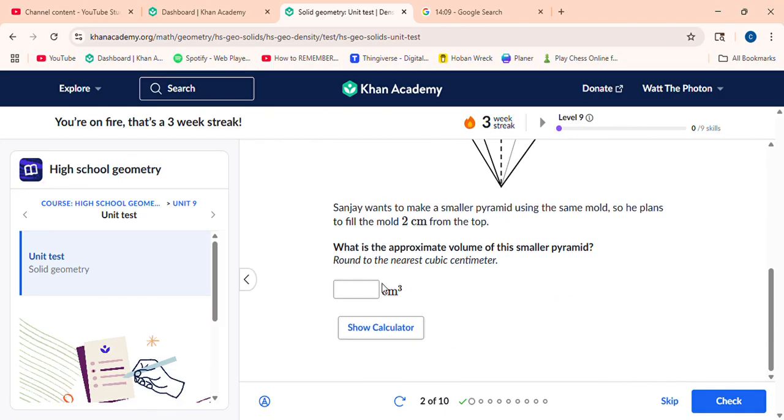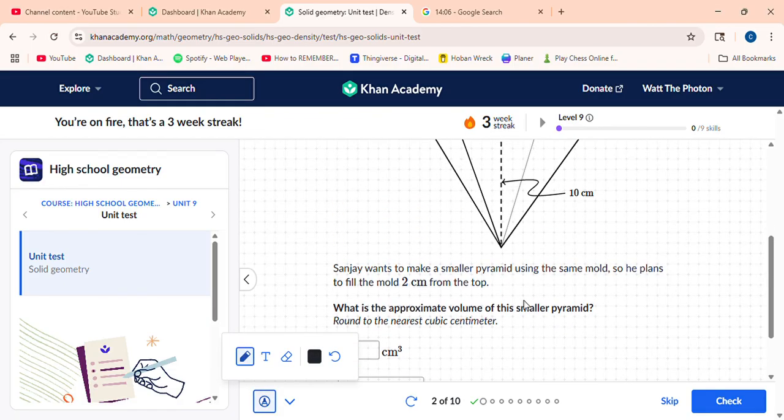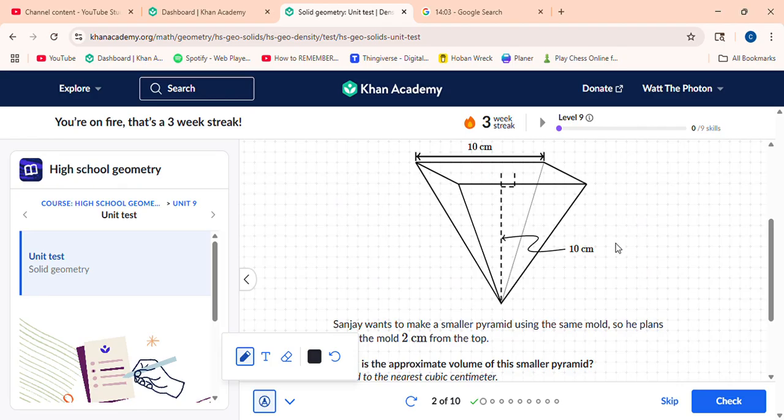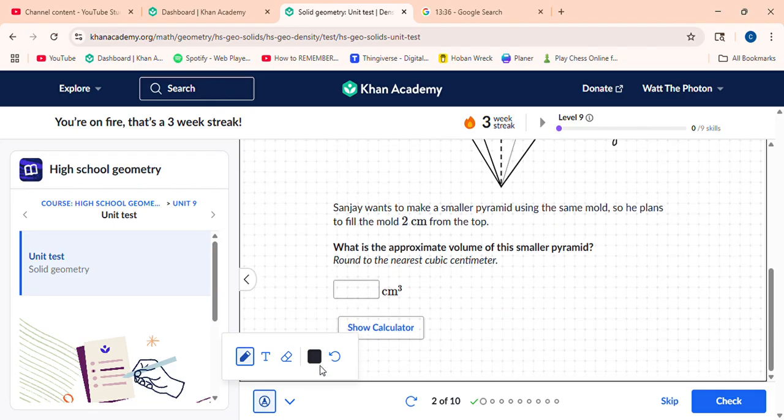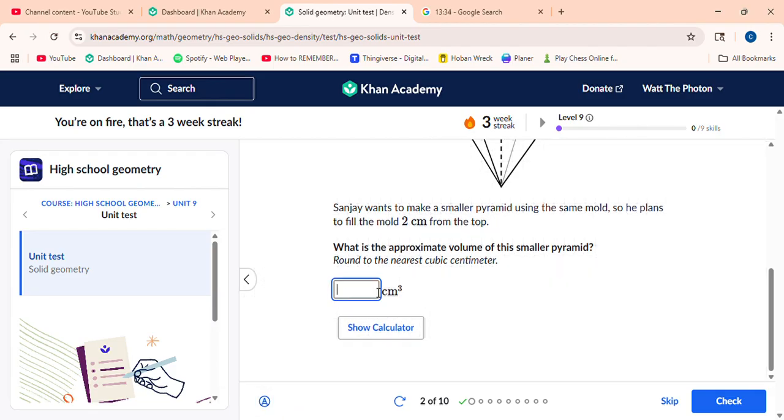10 minus 2. Approximate volume of the smaller pyramid, so this would be 8. So we're going to scratch that out because he's going to fill it 2 centimeters from the top, and that would correspond to 8 right there. So that's 8 times 8, so that's 64. 64 times 8 divided by 3. What goes out to 170.